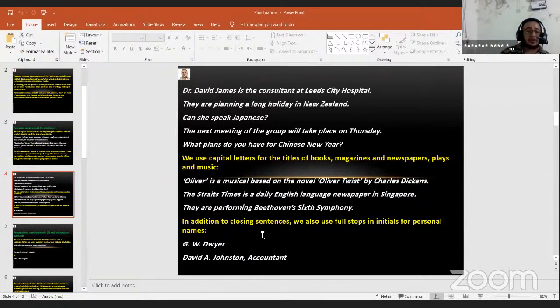In addition to closing sentences, we also use full stops with initials for personal names when we symbolize the name by the first letter. The first letter of a person's name should be capitalized and followed by a full stop. G.W. Doya, David I. Johnston, accountant.